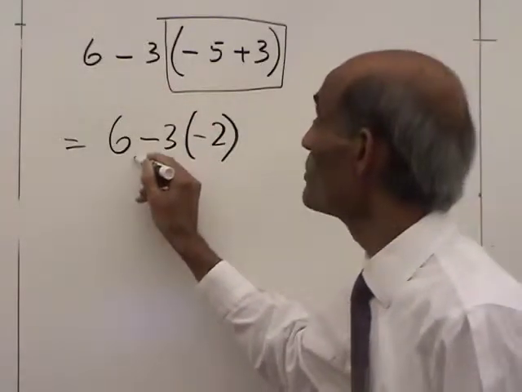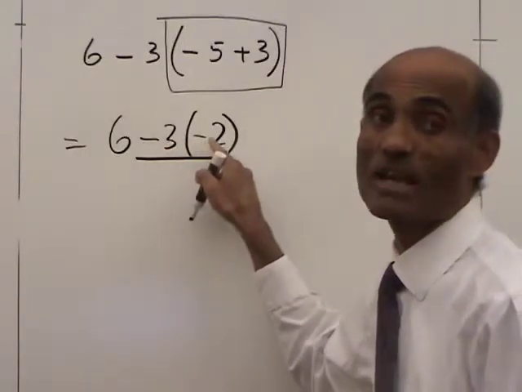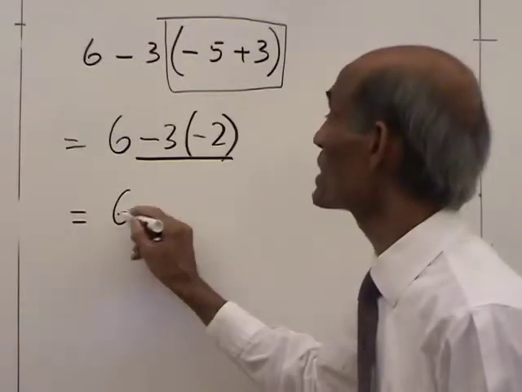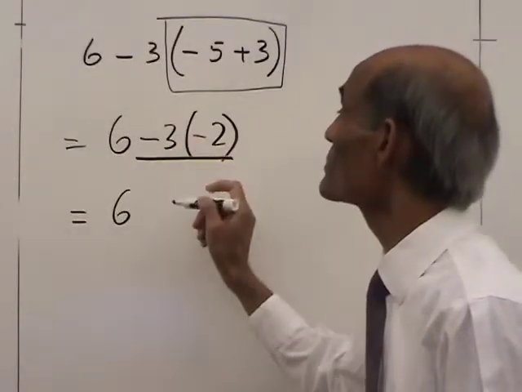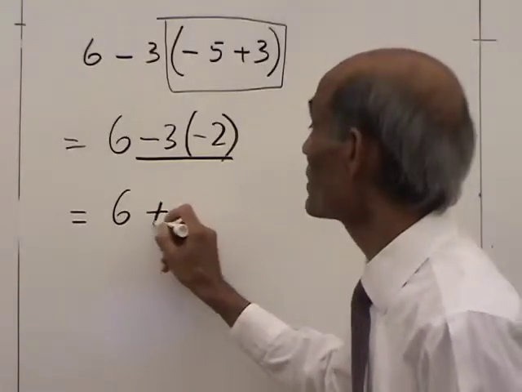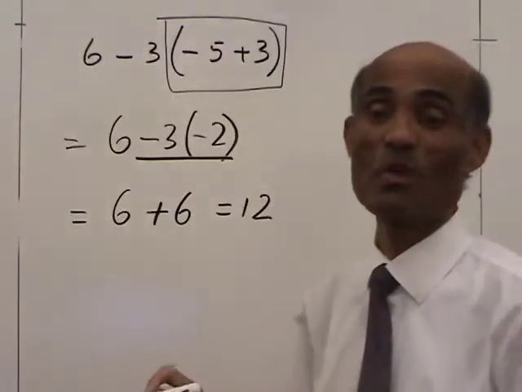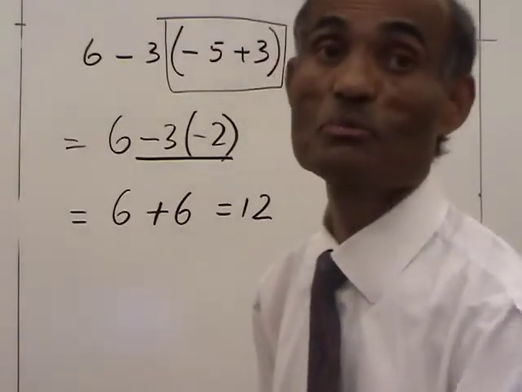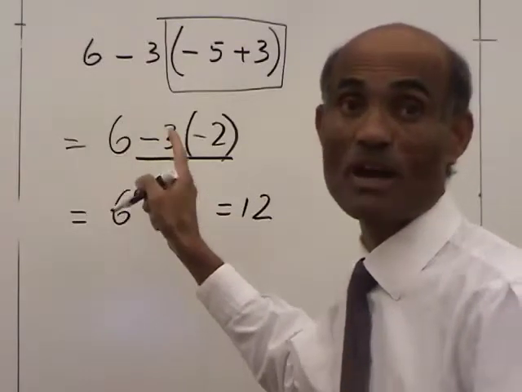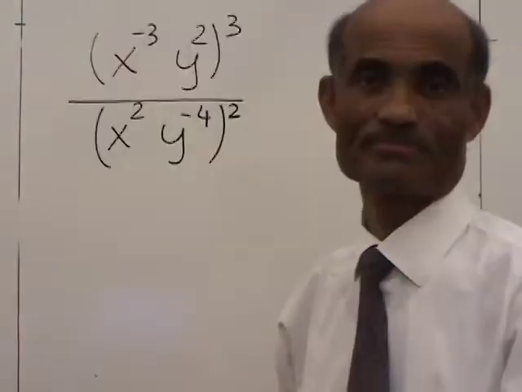The next thing to do is multiply negative 3 times negative 2. What is that? Negative 3 times negative 2 is positive 6. So 6 plus 6, and that is equal to 12. Now, you need to practice a number of problems like this of simplifying using order of operations.